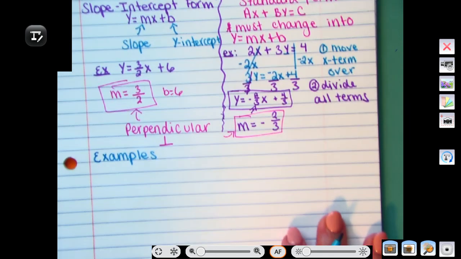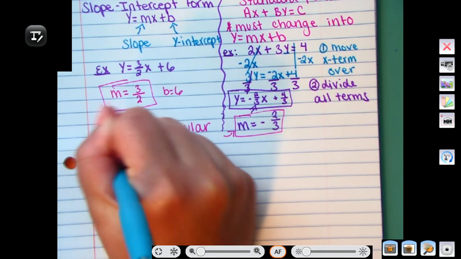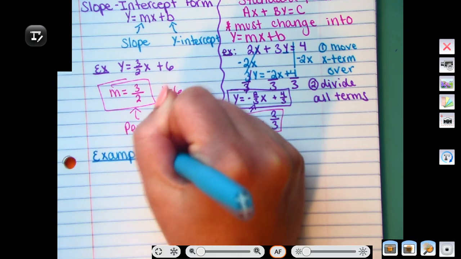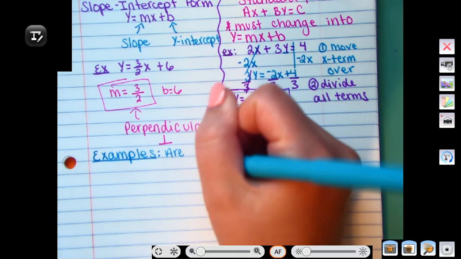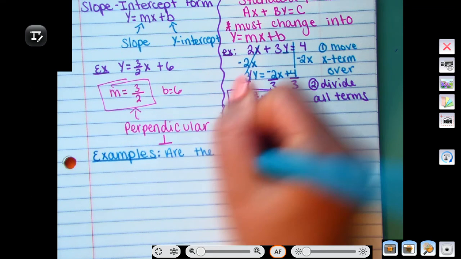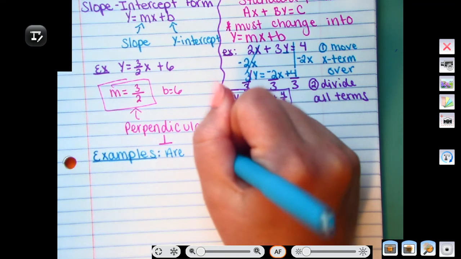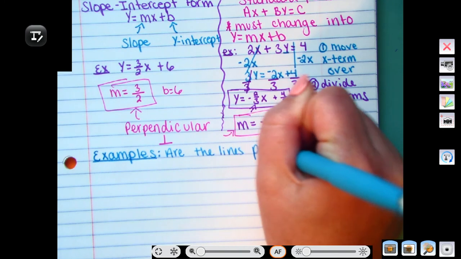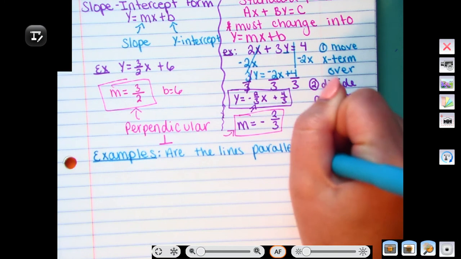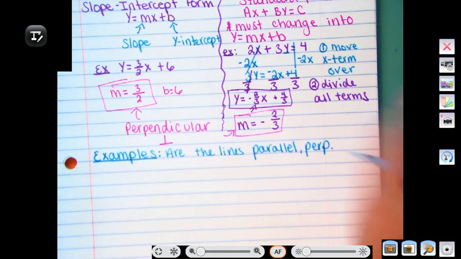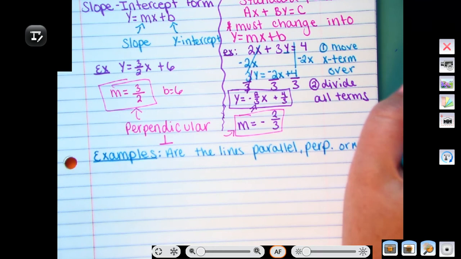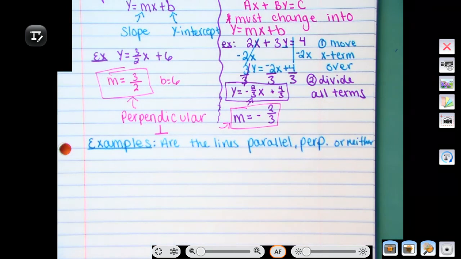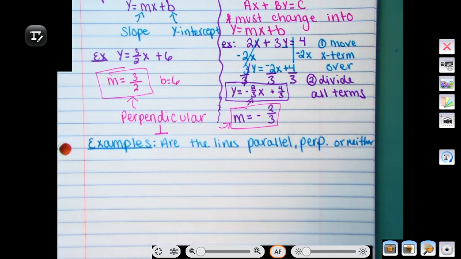You're going to be asked, same way you were with the first part of 2-4, are the lines, or the equations of the lines, parallel, perpendicular, or neither? So are they parallel, perpendicular, or neither? So let's take a look.